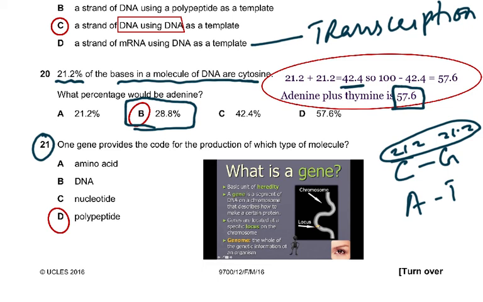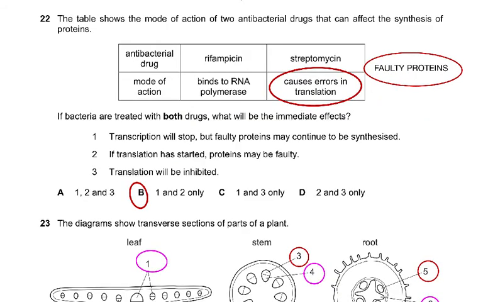Then question 22. The table shows the mode of action of two antibacterial drugs that can affect the synthesis of proteins. So we have the antibacterial drug rifampicin and the antibacterial drug streptomycin. Mode of action: binds to RNA polymerase, and causes errors in translation. So if there are going to be errors in translation, then we're going to have faulty proteins. So if bacteria are treated with both drugs, what will be the immediate effects? Transcription will stop, but faulty proteins may continue to be synthesized. If translation has started, proteins may be faulty.